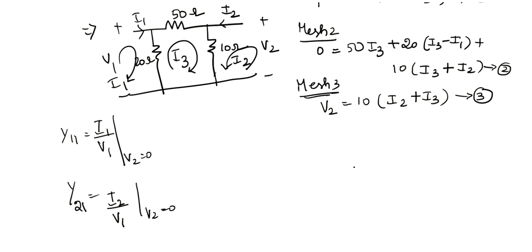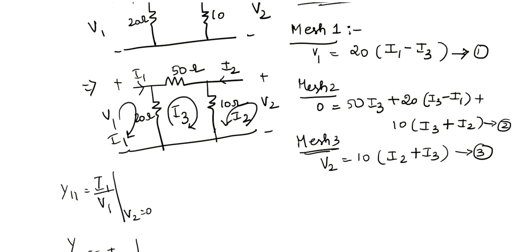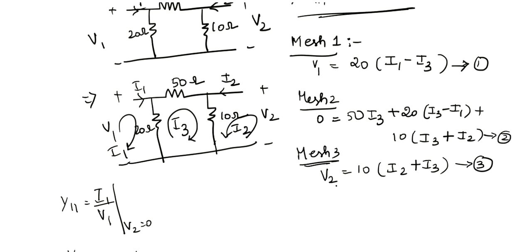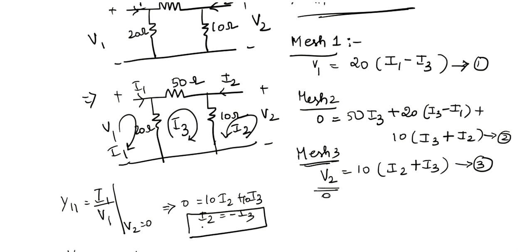Now coming to these three equations. See this, the third equation is having V2. You make V2 equal to 0. Clear? So put V2 equal to 0 in all the three equations. So you are getting 0 equal to 10 I2 plus 10 I3. So let it be I2; from this we can get I2 equal to minus I3. Clear? Now substitute in all the remaining two equations.